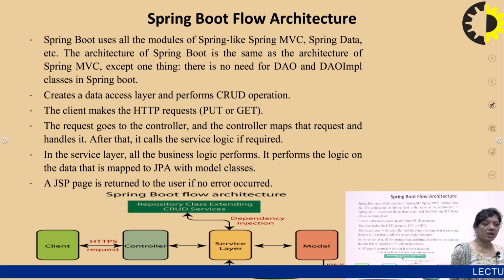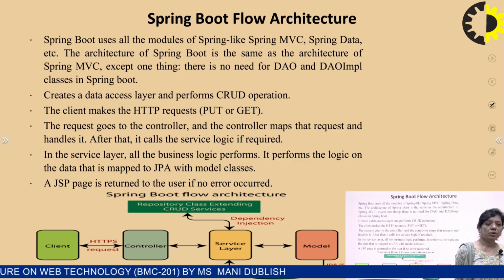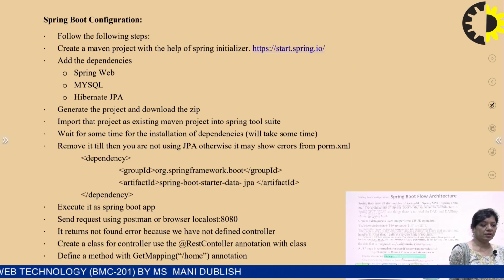So the client makes the HTTP request, PUT or GET. First the request goes to the controller, and the controller maps that request and handles it. After that, it calls the service logic if required. In the service layer, all the business logic is performed, and the data it operates on is mapped to the Java model class. So a JSP page is returned to the user if no error occurred.